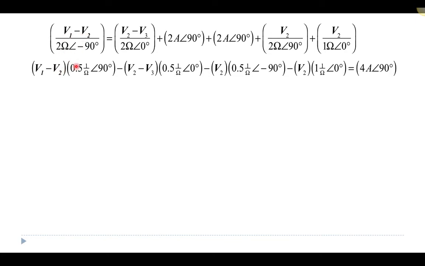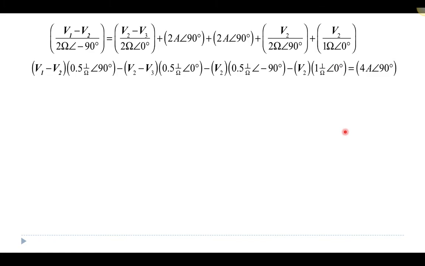So V1 minus V2 divided by 2 ohms phase angle of 90: 1 over 2 is 0.5, 0 minus 90 degrees is plus 90. My second term, when I move it to the other side, becomes negative. When I do the same thing here and I divide by 2, I get 0.5. 0 angle minus 0 gives me a 0. When I move this term to the other side, it becomes negative. 1 over 2 is 0.5. 0 minus 90 is a negative 90. And this side, moving to the other side, is negative. 1 over 1 is 1. 0 minus 0 is 0.